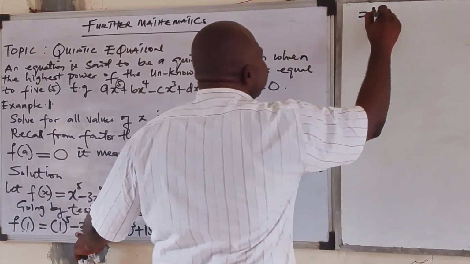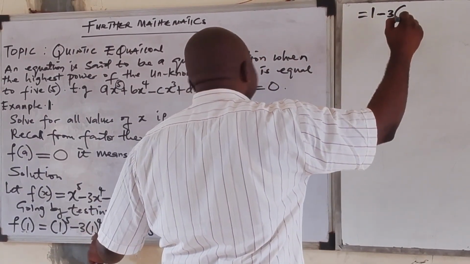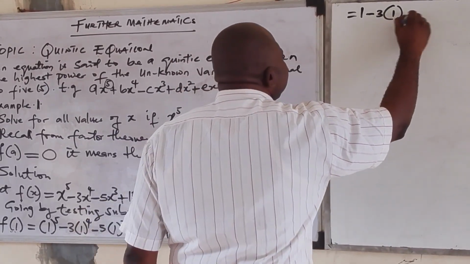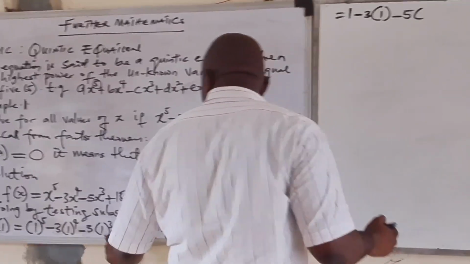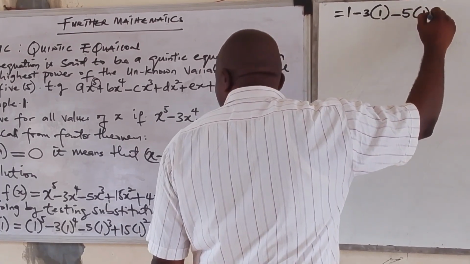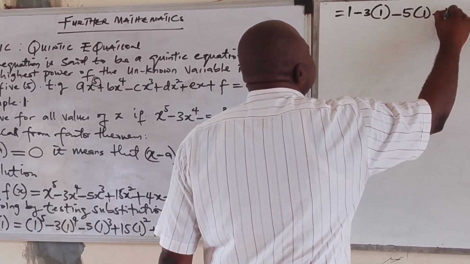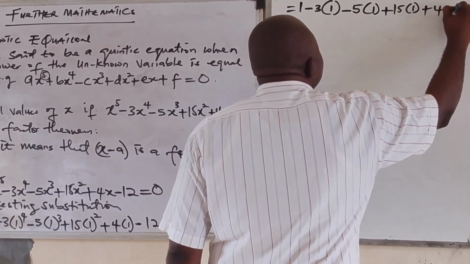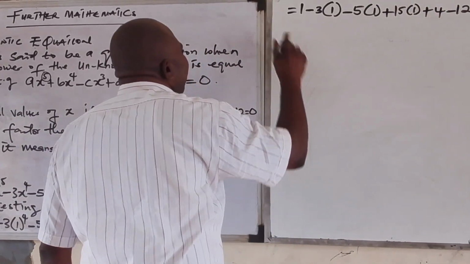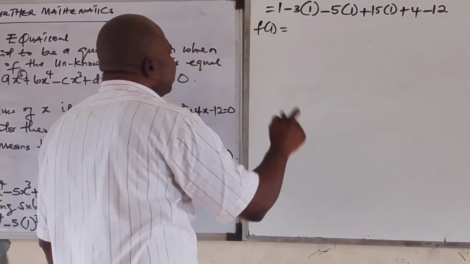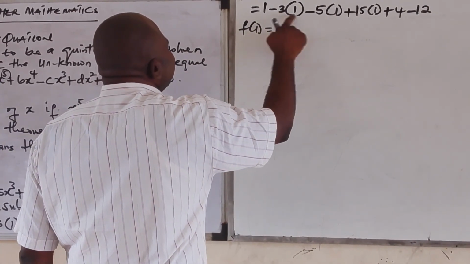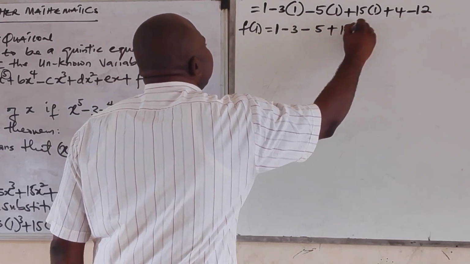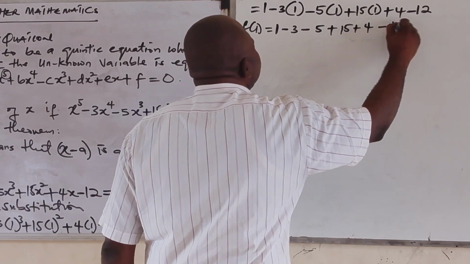Then here we have minus 3 in brackets times 1, because 1^4 is 1. Then we have minus 5 in brackets times 1, because 1^3 is 1. Then here we have plus 15 in brackets 1, plus 4, minus 12. Now, f(1) will be equal to 1, 3 times 1 is 3, minus 5 plus 15 plus 4 minus 12.